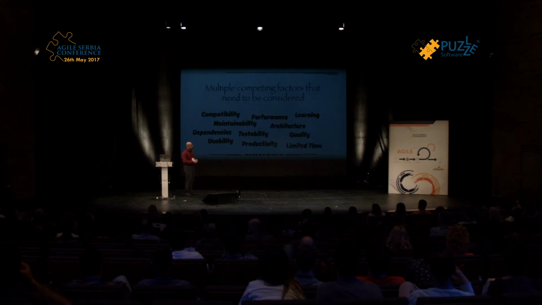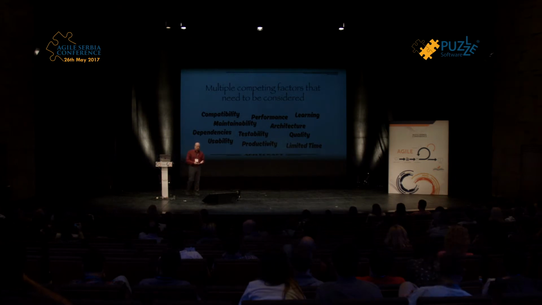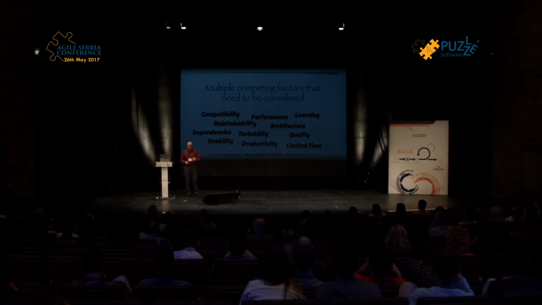Somewhere between complicated and chaotic are the complex problems. Just like complicated problems, they have multiple competing factors that need to be considered simultaneously. In a software context, we talk about things like compatibility, performance, testability, quality, productivity of the team, the limited time that we have available for doing it, and so on. So it's not okay to just think of performance if that means that, for example, you can't test it. You have to deal with these issues simultaneously.